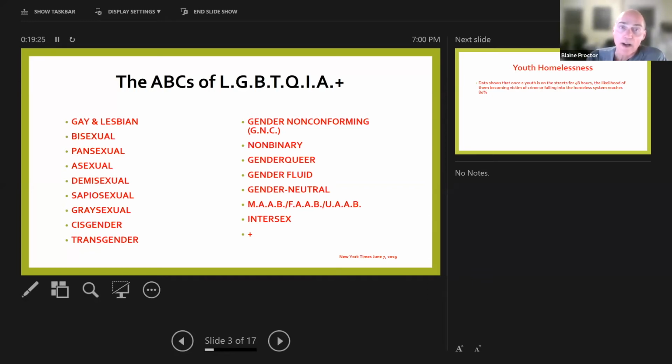Next are MAAB, FAAB, and UAAB, which stand for male assigned at birth, female assigned at birth, and unassigned at birth. So these would be how you were identified through your gender at birth. That doesn't mean that as an adult or later in your life that you still identify that way.